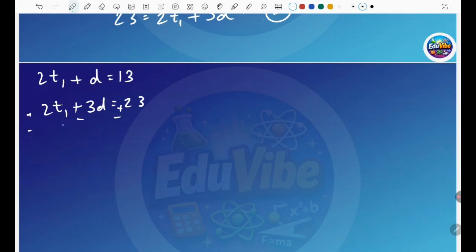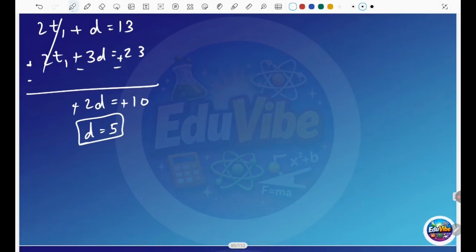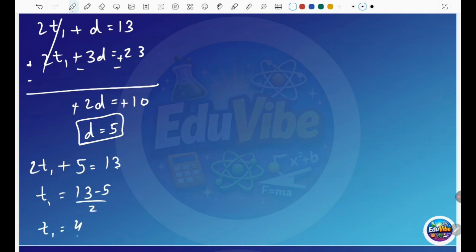Now you can change the signs. This goes out. You get minus 2D is equal to minus 10. Minus minus cuts. You get D of 5. You can put it in either equation to calculate T1. So 2T1 plus 5 is equal to 13. So T1 is 13 minus 5 divided by 2. You will get 4. This is all the calculation thing.